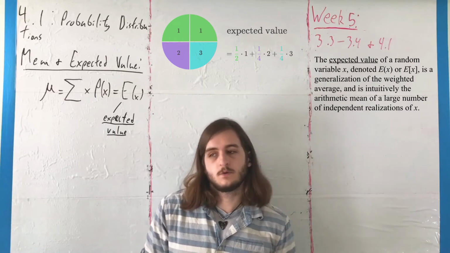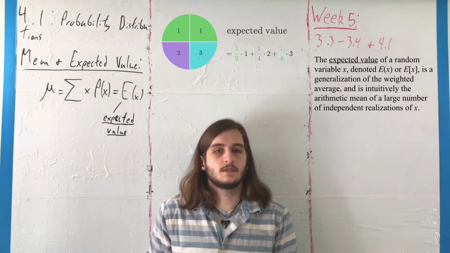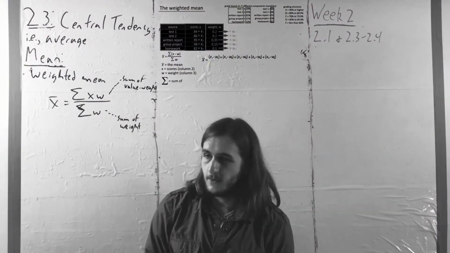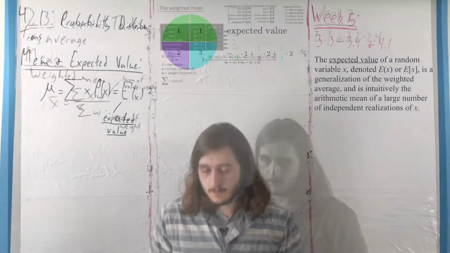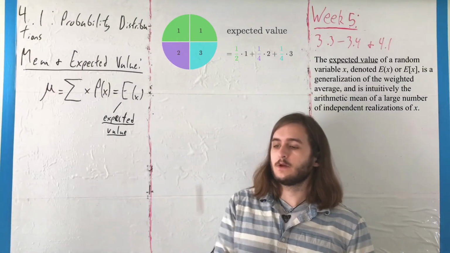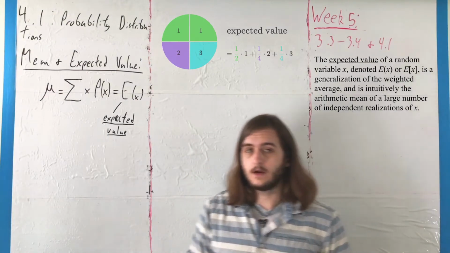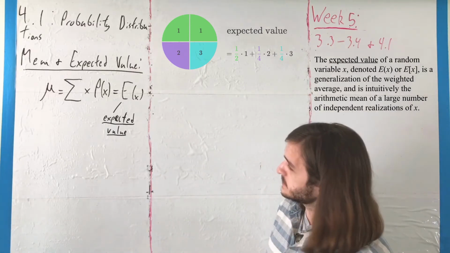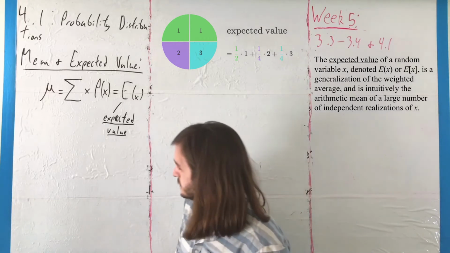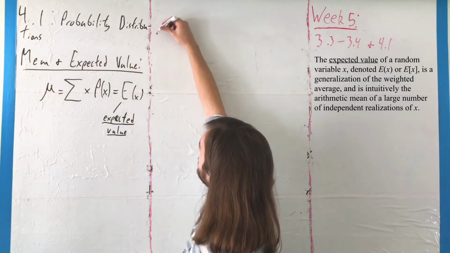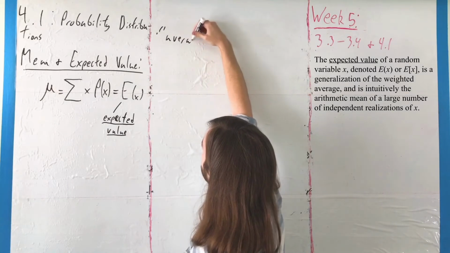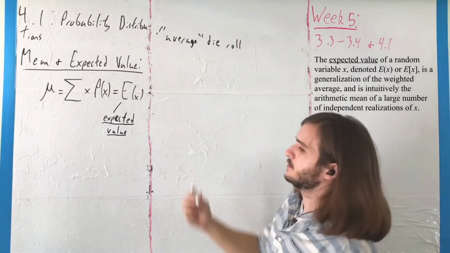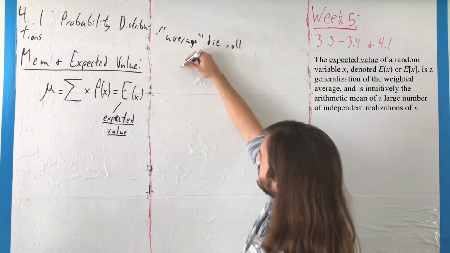And in particular, the mean that we're computing here is much the same as the weighted means that we saw back in chapter 2 as well. So for a quick example of how this works, let's go back to our old friend, the six-sided die, where if we want to think about what the average from a six-sided die would be, that is, the average die roll, well, we would compute something like a weighted mean.